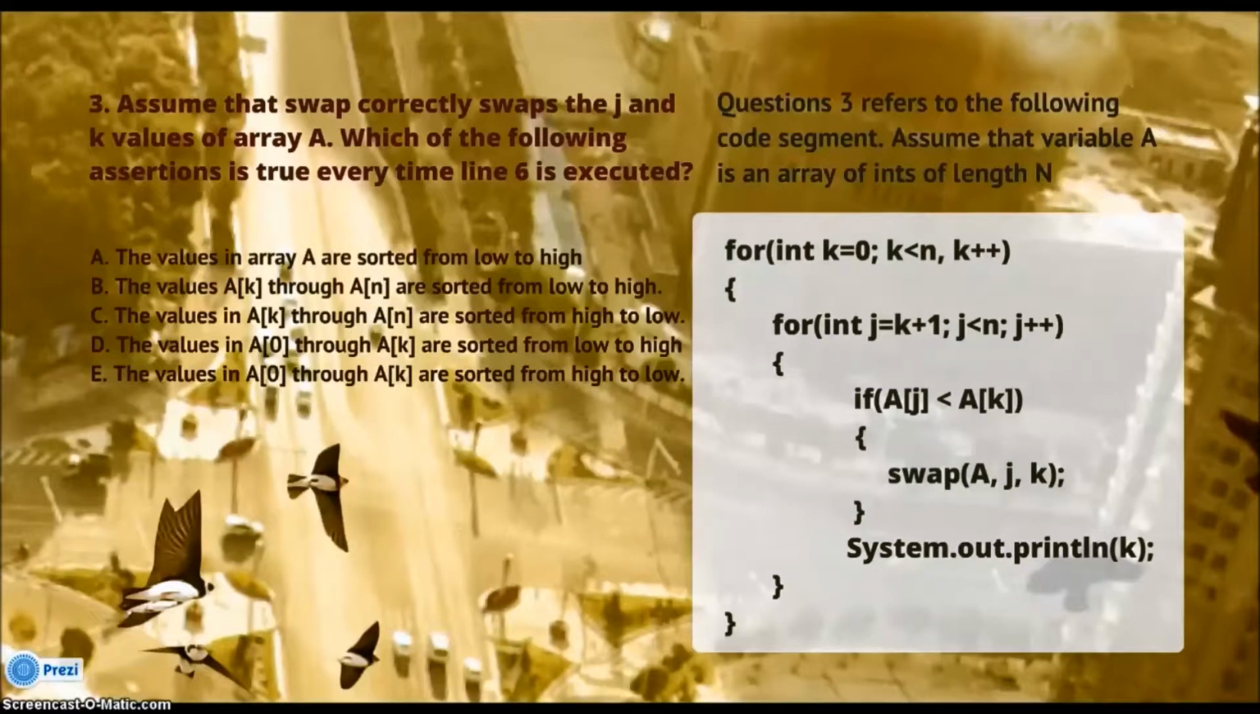Okay, question 3 refers to the following code segment. Assume that variable a is an array of ints of length n. Assume that swap correctly swaps j and k values of array a. Which of the following assertions is true every time line 6 is executed? And it's referring to this line. Please pause the video to answer the question.